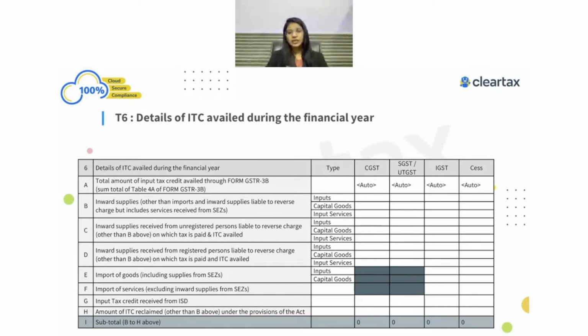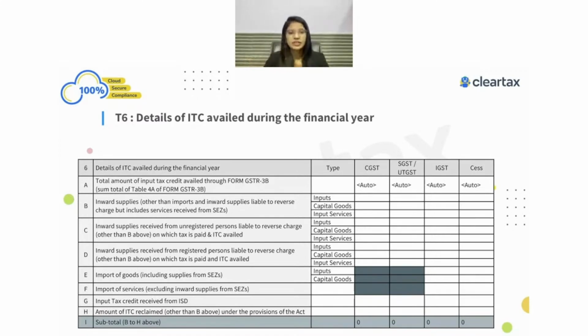Here, why was I even talking about all this? Because the table itself says to show the details of the ITC which is availed during the financial year. So in 6A, the value populated will be the value coming in your GSTR-3B in table number 4A, which is 4A1, 4A2, 4A3, 4A4 and 4A5. That value will be coming. This will not include any kind of ITC reversal which you do in your GSTR-3B. There would be a lot of reversals also, right? Because of rule 42, 43, you would have done some reversal. You may also have done some reversals because of the reclaiming part.